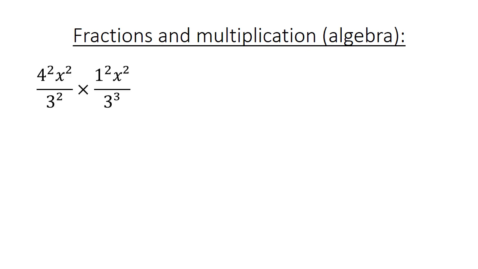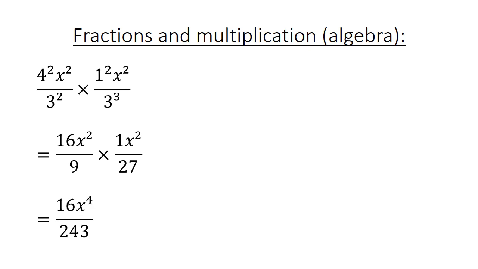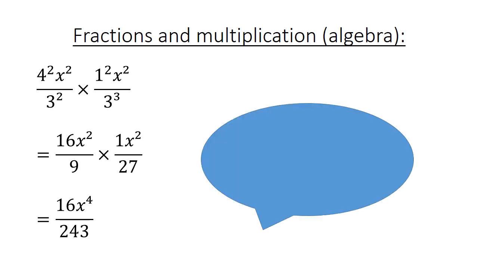Fractions and multiplication using algebra. 4 to the power of 2, x to the power of 2 over 3 to the power of 2 times 1 to the power of 2, x to the power of 2 over 3 to the power of 3 equals 16x to the power of 2 over 9 times 1x to the power of 2 over 27 equals 16 times 1 equals 16, x to the power of 2 times x to the power of 2 equals x to the power of 4, and 9 times 27 equals 243. Remember, x to the power of 2 times x to the power of 2 equals x to the power of 4.